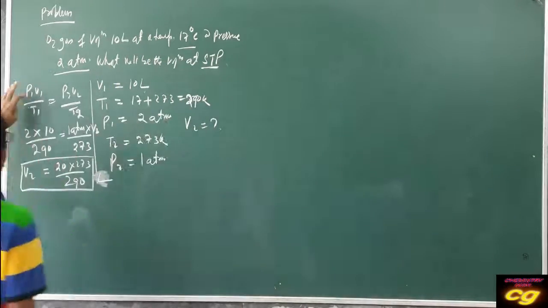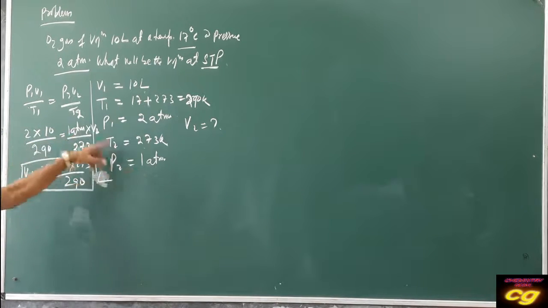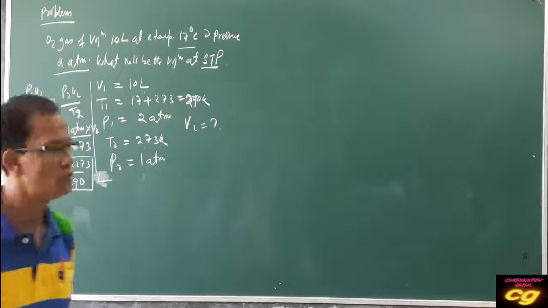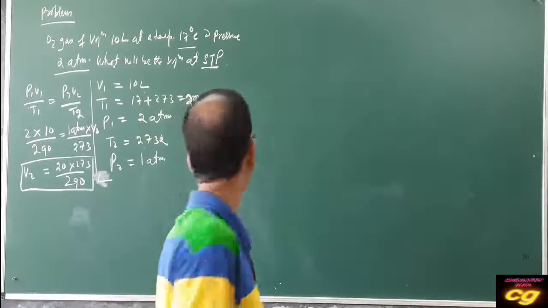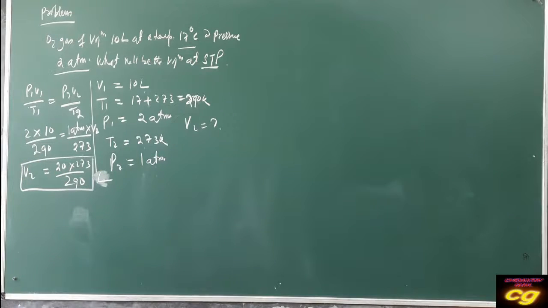So P1 is 2 and V1 is 10, T1 is 290, P2 is 1 atm as STP, V2 is asked, and T2 is 273. If you put these in, you will get the value of V2. So in this way we can solve different types of problems related to Boyle's law, Charles law and the combined equation. Now we will discuss a very important thing, the ideal gas equation.